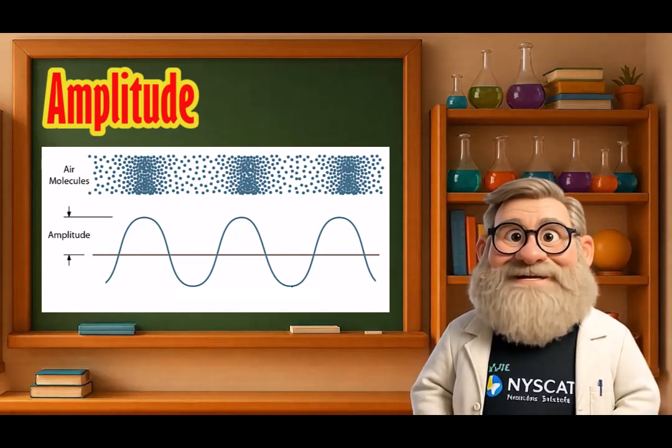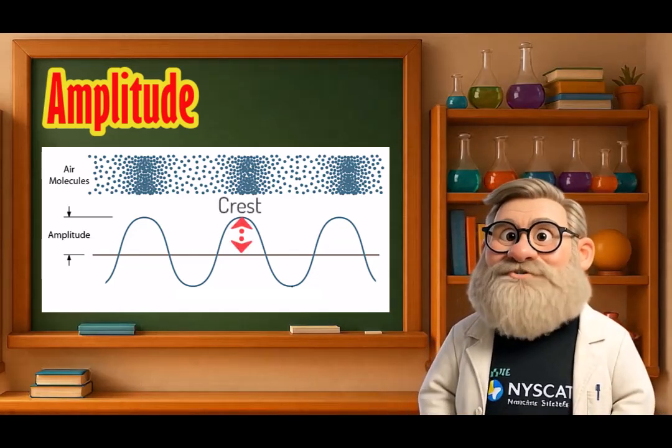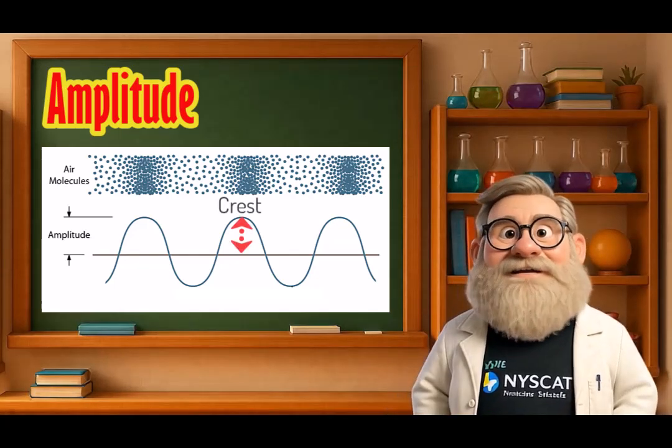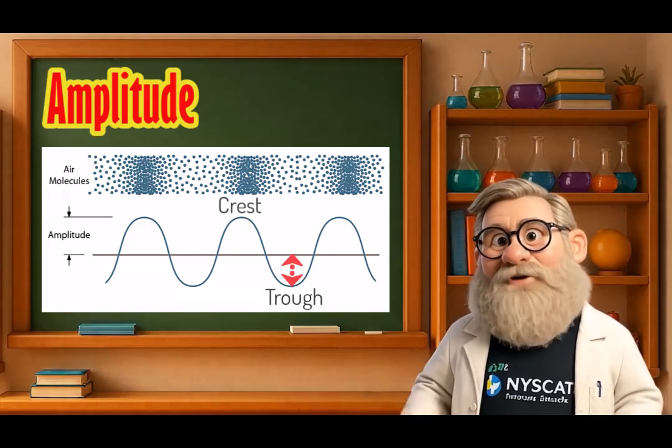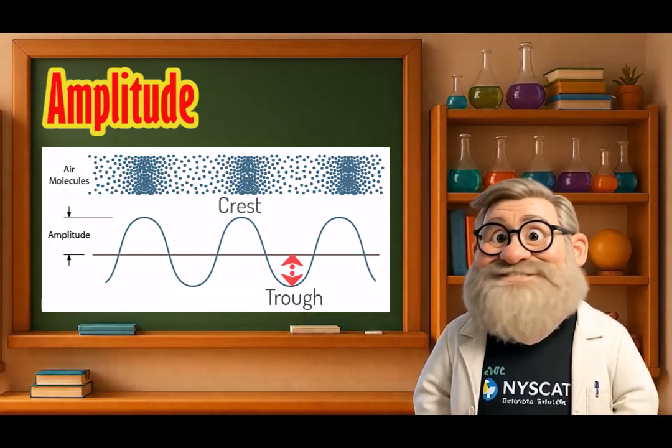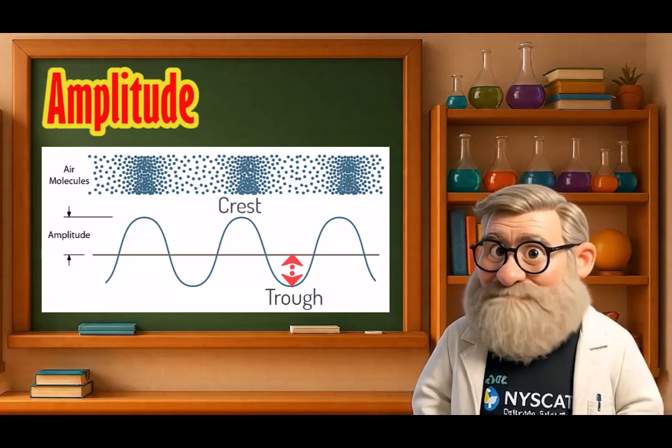Amplitude tells us how much energy a wave is carrying. In a transverse wave, amplitude is the vertical distance from the equilibrium line to the crest or to the trough. They're the same height either way. The bigger that distance, the more energy the wave is transporting.